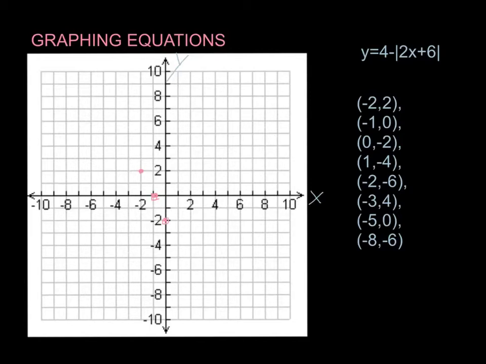And I will do 1, -4 quickly. So 1, -4, and this should not be negative. I'm not sure why that's negative. Sorry, but that's 2, -6.